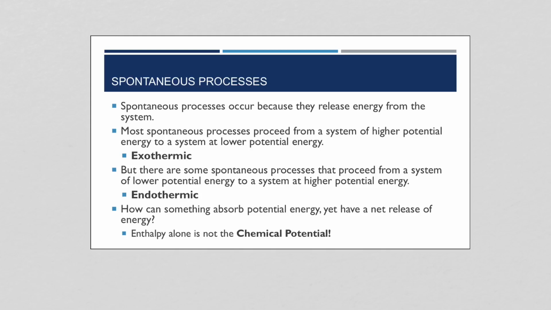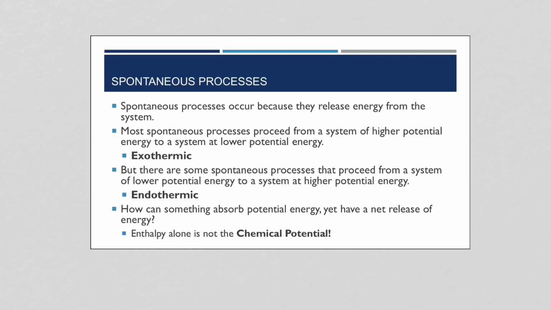But some spontaneous processes are in fact endothermic, right? They proceed from a system of lower potential energy to a system of higher potential energy. So the question is, how can something that absorbs potential energy yet have a net release of energy? Right? So how can an endothermic process be spontaneous? Well, what that really tells us is there must be something else involved. There must be a more complicated solution than just enthalpy being our chemical potential.